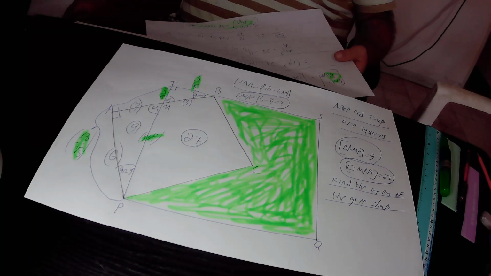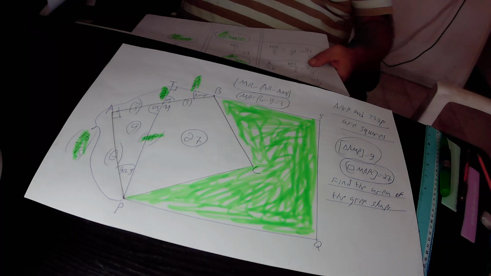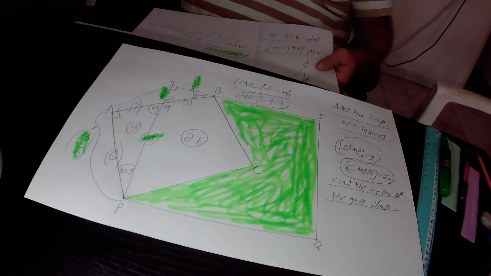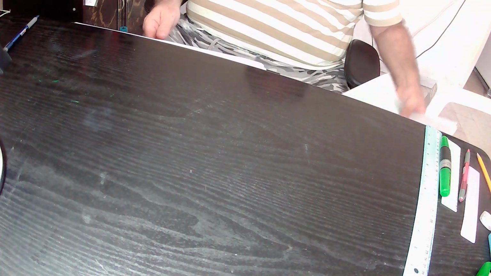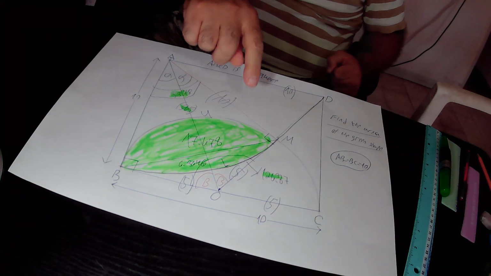So we finish with the first question. In the next step, I present to you the second question, and we solve the second question of this lecture. In the second question, our task is to find out the area of this green shape.